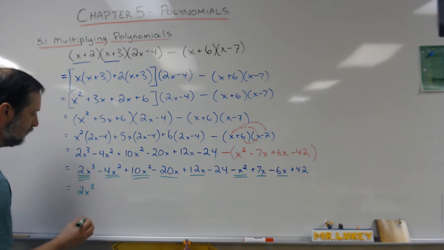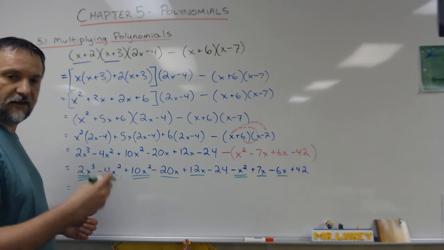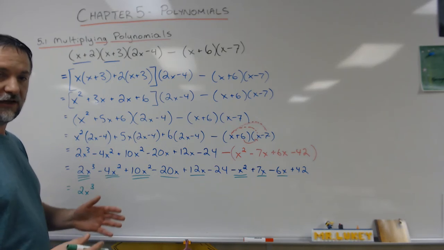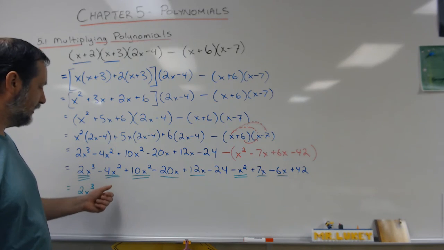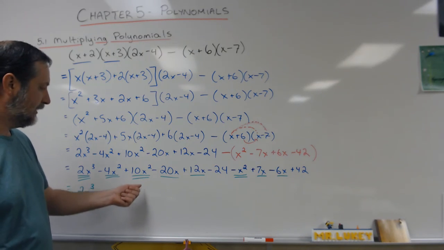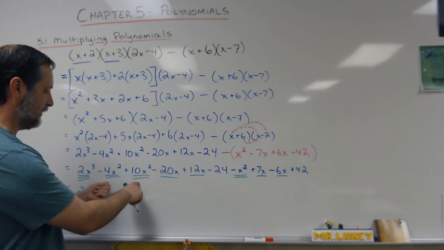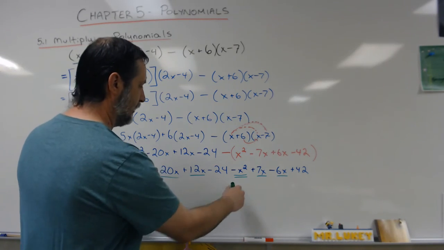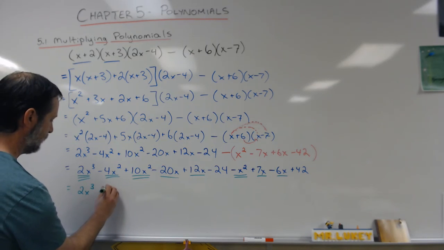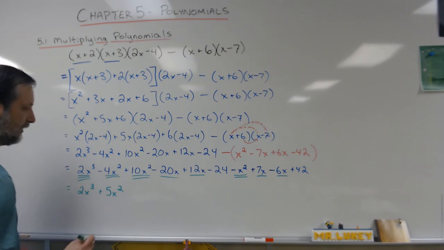2x cubed. Now I need to go to my next degree, which is 2, so anything that's underlined twice I can join together. So negative 4x squared, 10x squared, negative x squared. So negative 4 plus 10 is 6, minus 1 is 5, so plus 5x squared. I took care of all of those.